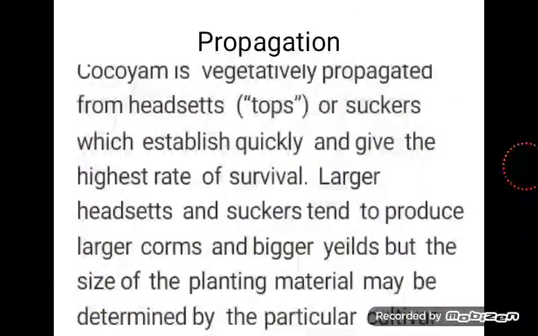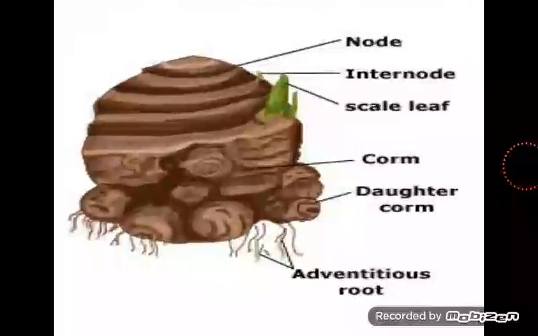Alright, propagation. Cocoyam is vegetatively propagated from the headset, that is the top part, or suckers, which establish quickly and give the highest rate of survival. Now it depends on species, like I told you. Some you can grow from the daughter corms, or you could just cut off part of it that is going to grow. We have some cocoyam that grows in swampy areas; for those, just a little peel of it grows. But the one we grow around us here and there might demand that you cut the corms.